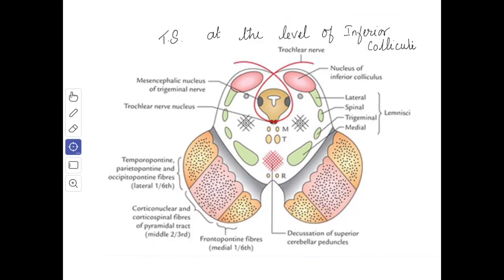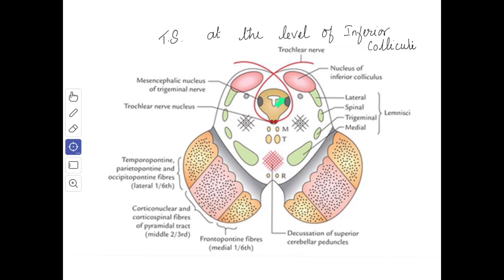Next, we will study the interior of the tectum and the tegmentum at 2 levels: at the level of the inferior colliculi and at the level of the superior colliculi. So this is the transverse section at the level of the inferior colliculi. The grey and the white matter present the following features. First we'll see about the grey matter.